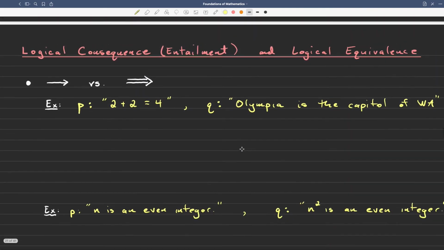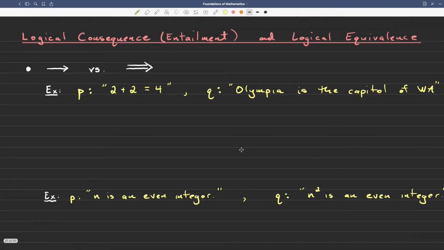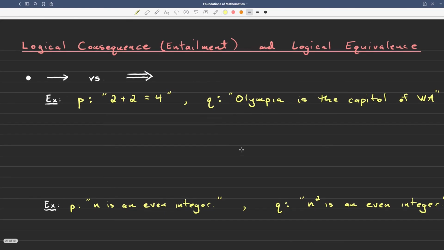The last topic I want to talk about in this video is the idea of logical consequence, or another word for that is called entailment in logic, and logical equivalence. The first thing I want to talk about is the difference between these arrows. I alluded to this earlier, but I want to come back to it. Remember this example? Well, we had a similar example.